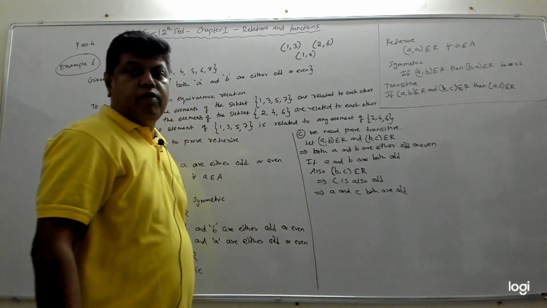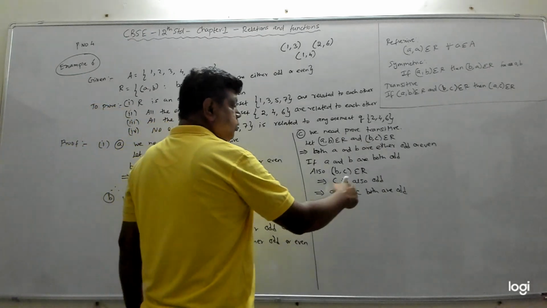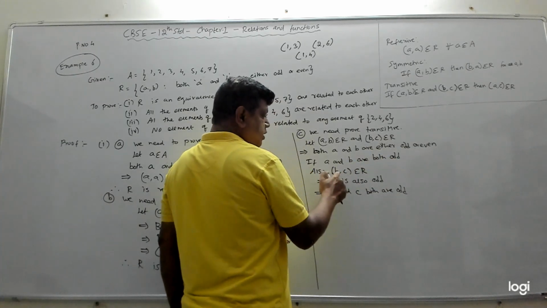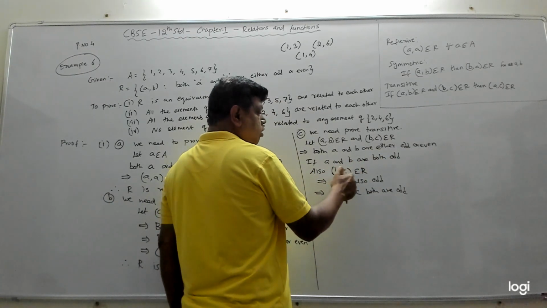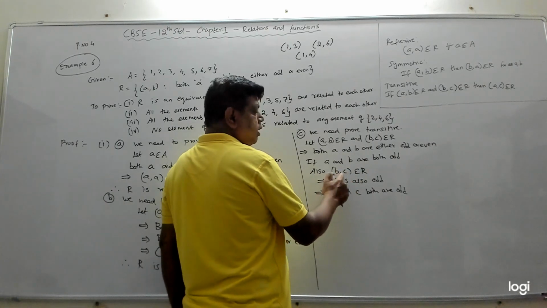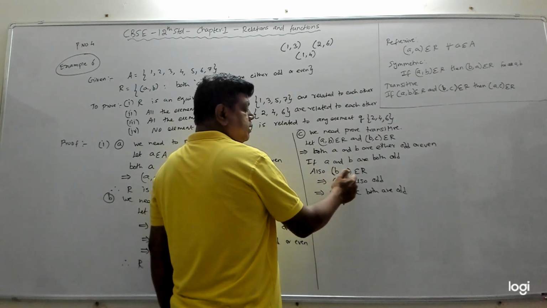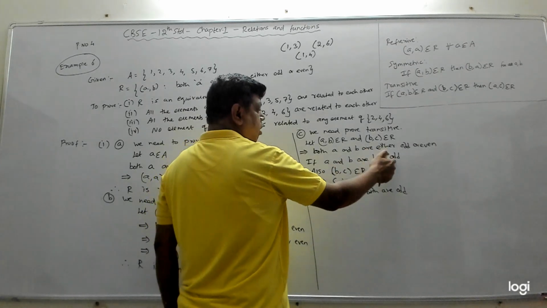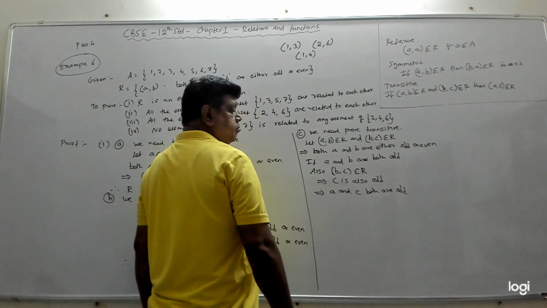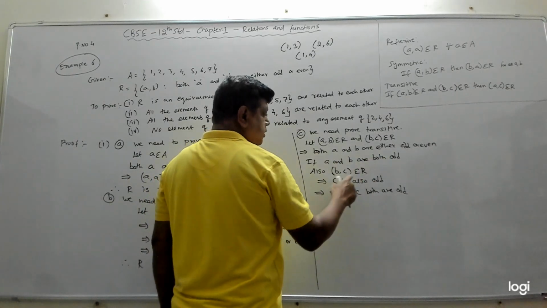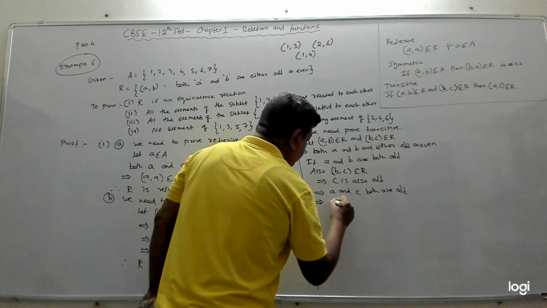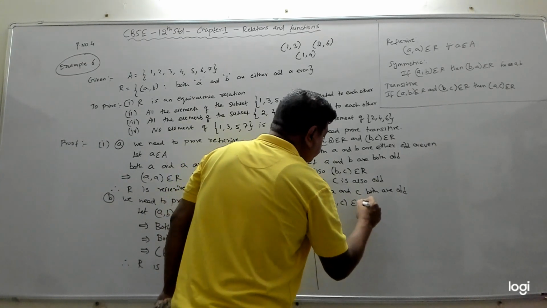So we have got A and B both odd. The moment B is odd, since B comma C belongs to R, that will make C also odd, because two elements B and C will be in R only if both are odd or both are even. Since B is odd, C must be odd. So therefore A is odd, C is also odd. So A and C both are odd. If A and C both are odd, this will imply A comma C belongs to R.